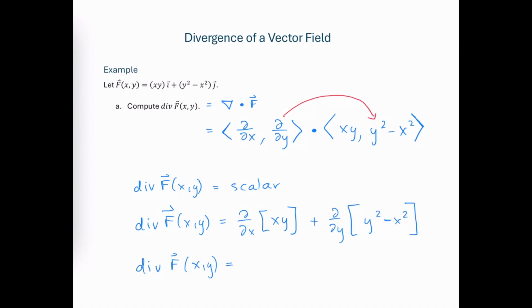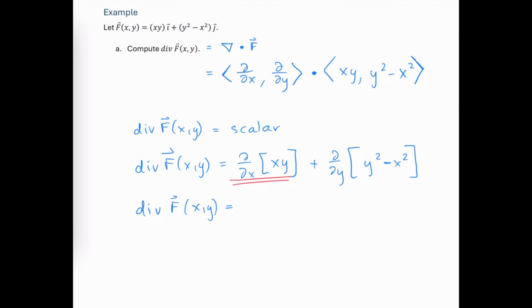And so let's evaluate these partials. Partial of xy with respect to x is just going to be y, and the partial of this component with respect to y will be 2y, so the divergence of this vector field is going to end up being 3y.